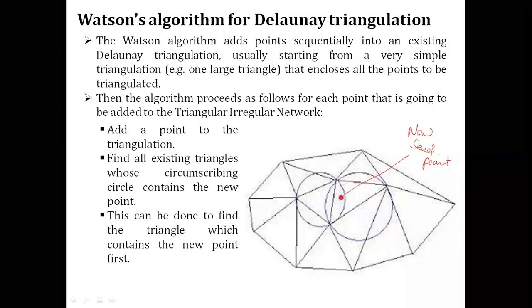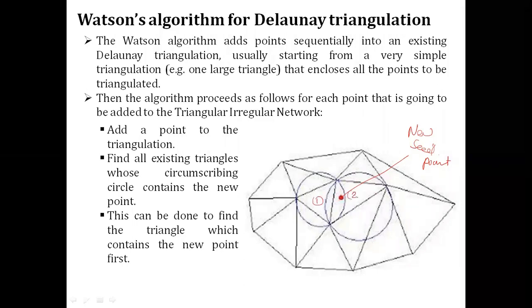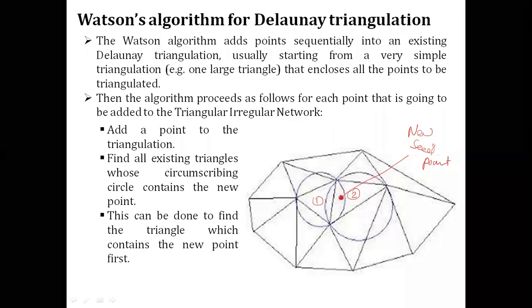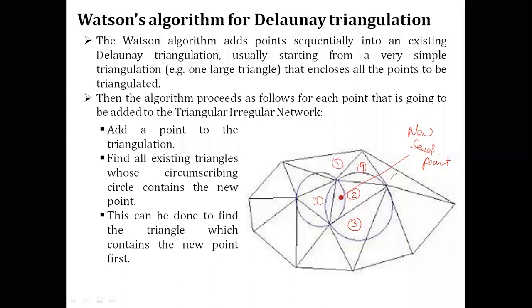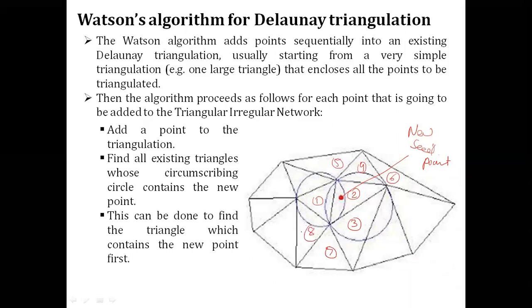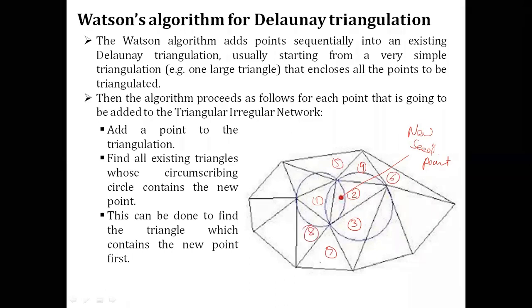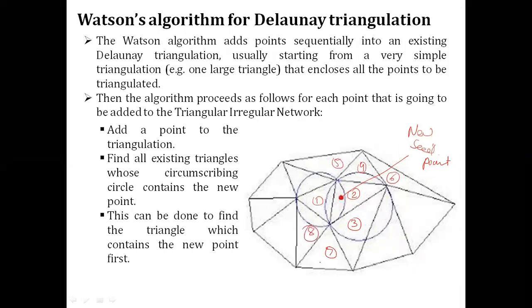So what are those adjacent triangles? This is triangle 1. This is triangle 2, because the seed point lies on top of triangle 2. So we are not going to be too much bothered because this is triangle 2. This is triangle 3. This will be triangle 4. This is triangle 5. This is triangle 6. This is triangle 7. This is triangle 8. So this seed point is now near to 8 basic triangles.